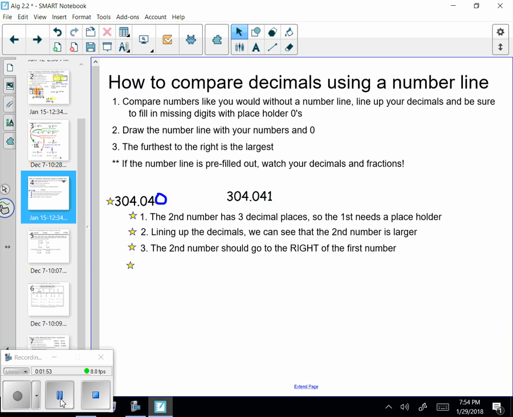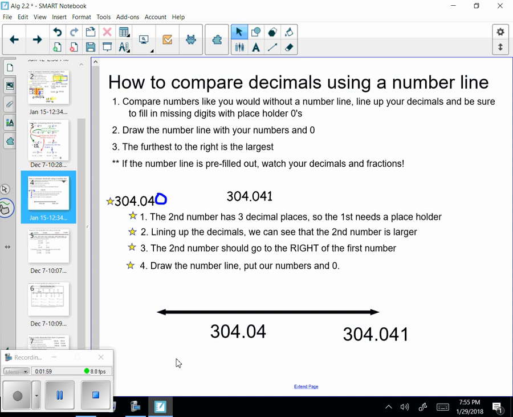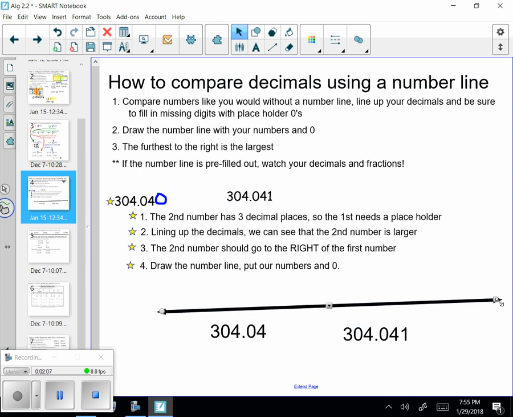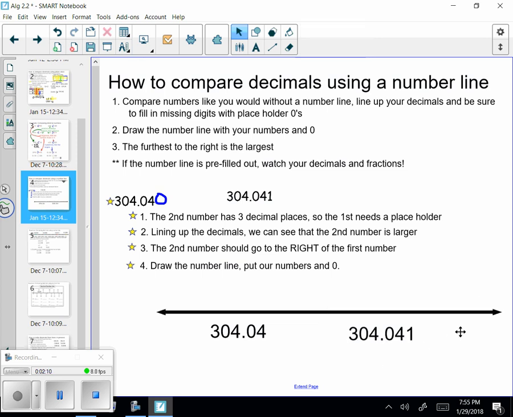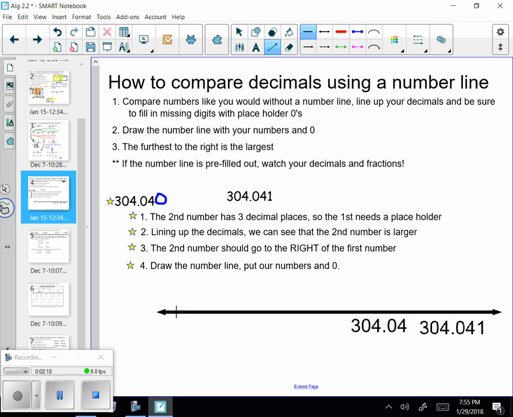So we need a number line. In our number line, we're going to put our numbers and 0. In this case, we can see that these numbers would be really far away from 0. So I'm going to try and sneak them together way over here because they're really close to each other, so that I can then put my 0 over here. We'd have 0, 304 and 4 hundredths, 304 and 41 thousandths.